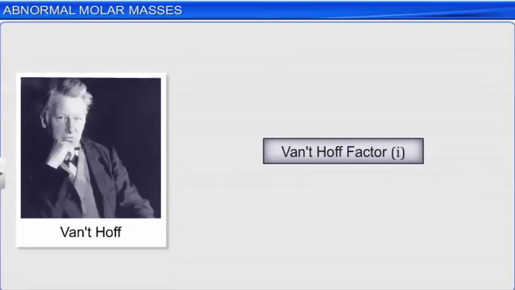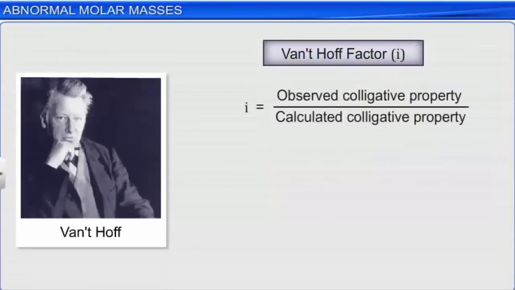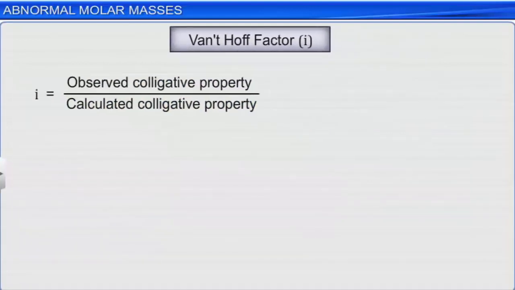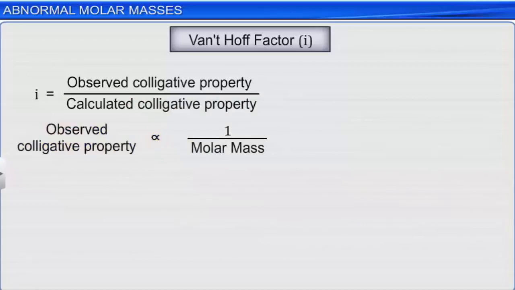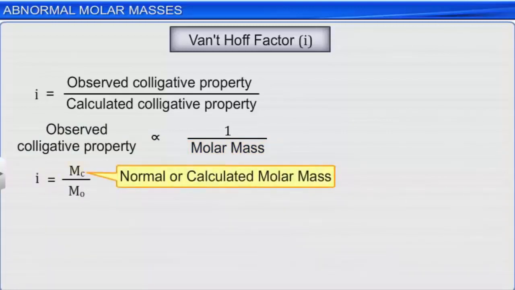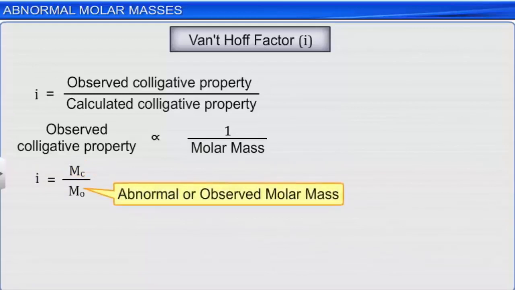Quantitatively, van 't Hoff's factor i is defined as the ratio of the observed colligative property to the calculated colligative property. Thus, the expression for i can be written as i equal to the observed colligative property divided by the calculated colligative property. Now, since colligative property is inversely proportional to molar mass, i, in terms of molar mass, becomes i is equal to normal or calculated molar mass M_c divided by abnormal or observed molar mass M_o.